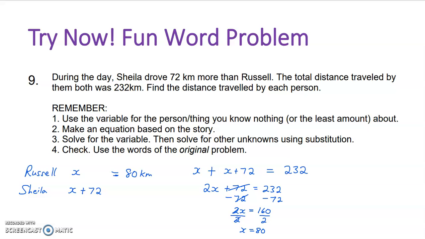And the question asks for both people. So Russell is 80 kilometers, and Sheila is x plus 72. Sheila is 80 plus 72. So Sheila is going to be 152 kilometers. If we go back to the original equation, we can see that Russell is x 80, plus Sheila, x plus 72, is 152. And indeed, when we add these two numbers, we do come to 232 kilometers. So we know we have the right solution.